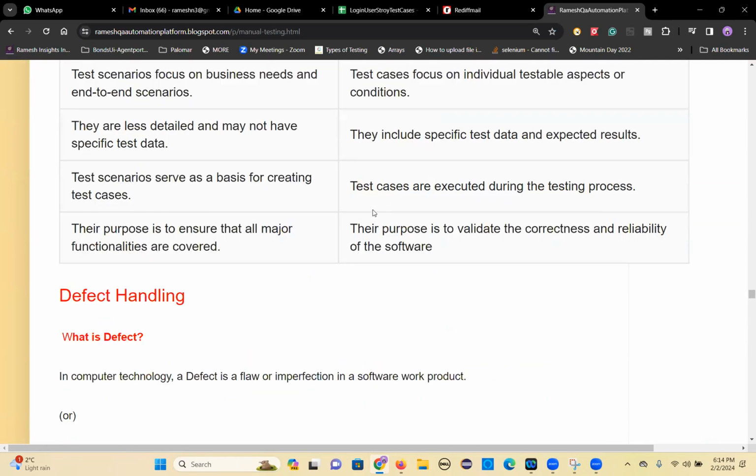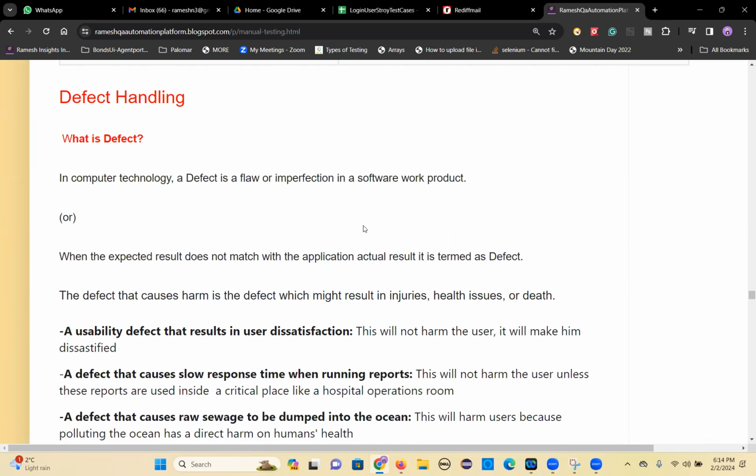Okay, here is the one. So what is a defect? As I mentioned in initial classes, the deviation from expected and actual result is called a defect. When you are testing the application, you can find defects when there is a mismatch between expected and application behavior. So each deviation you will convert into a defect.